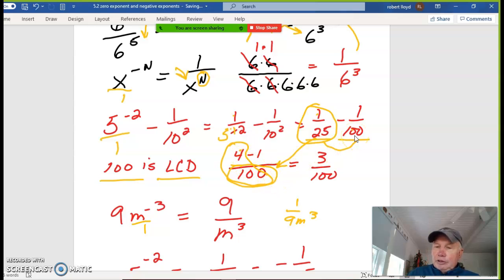And 1 over 100 doesn't change. 100 into 100 is once. 1 times negative 1 is negative 1. So now 4 minus 1 is 3/100 for our answer.